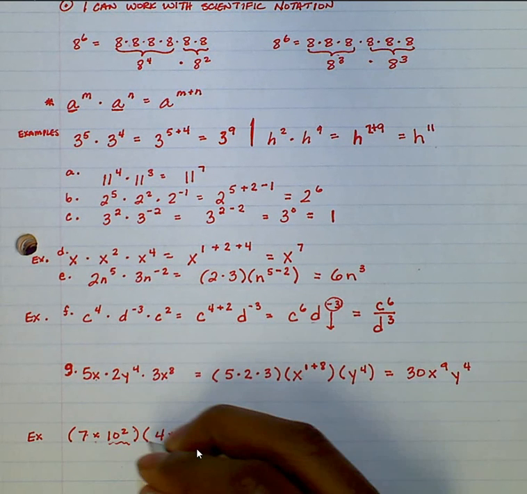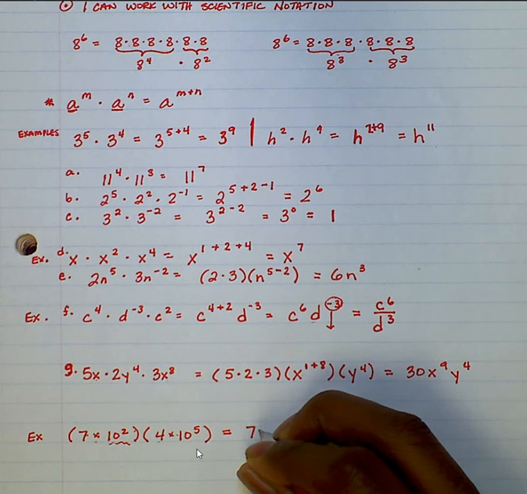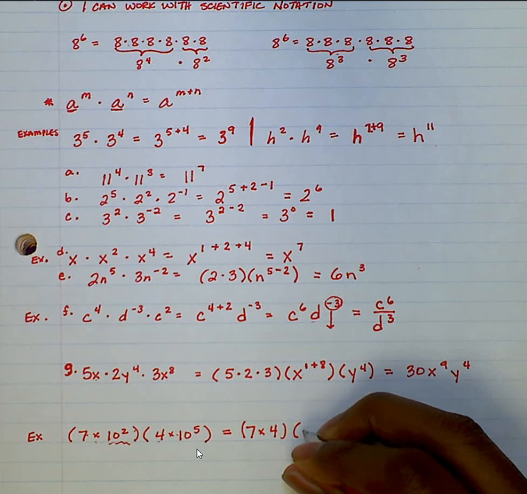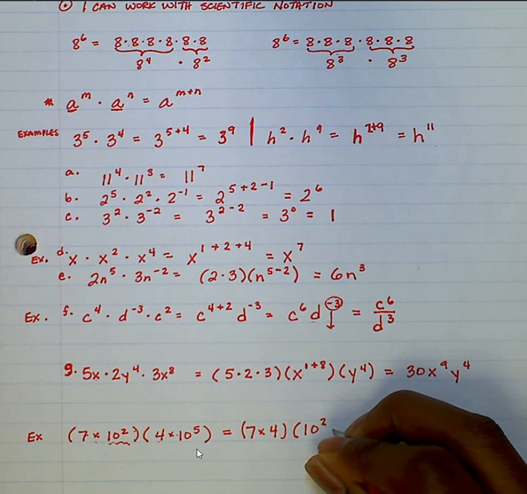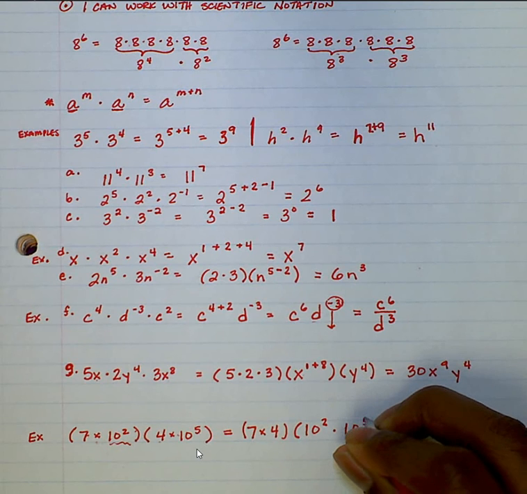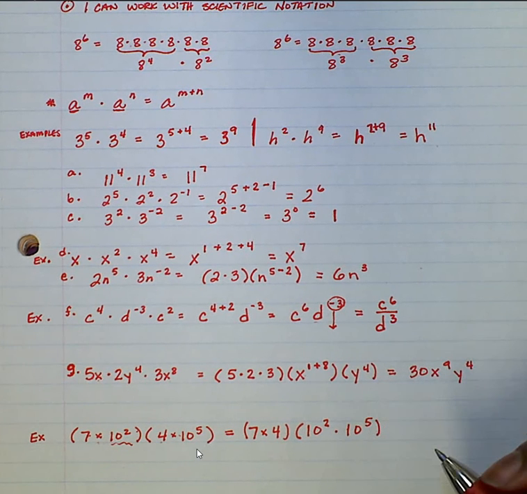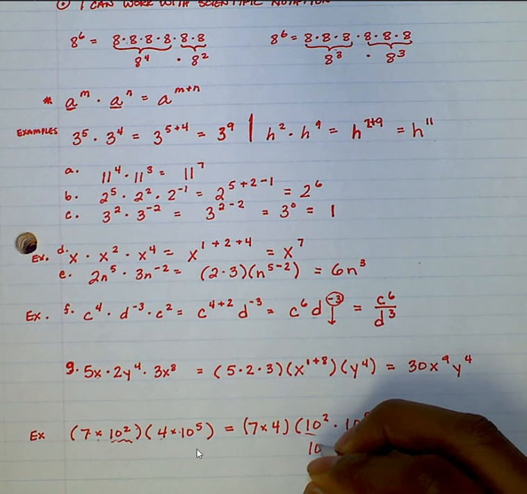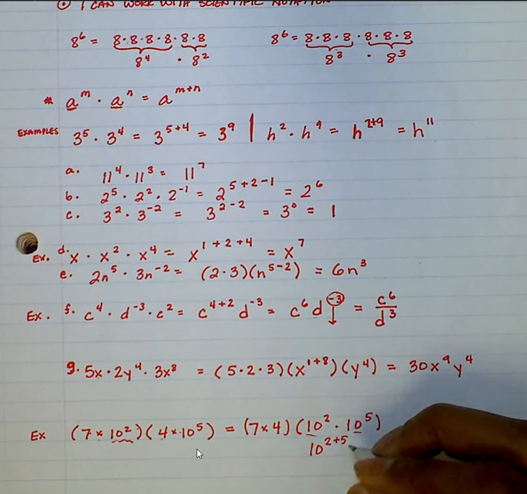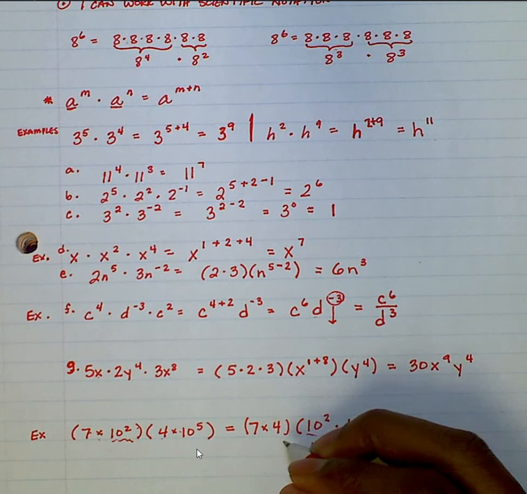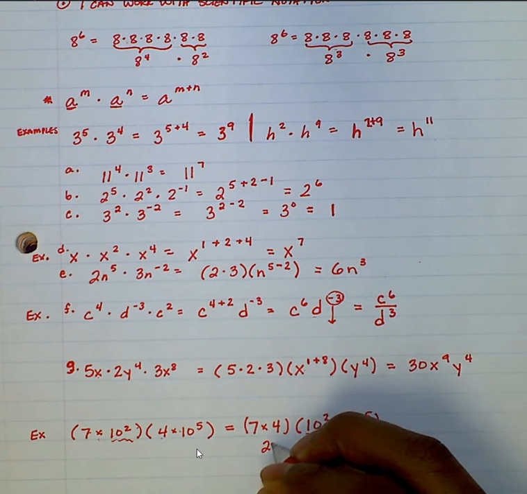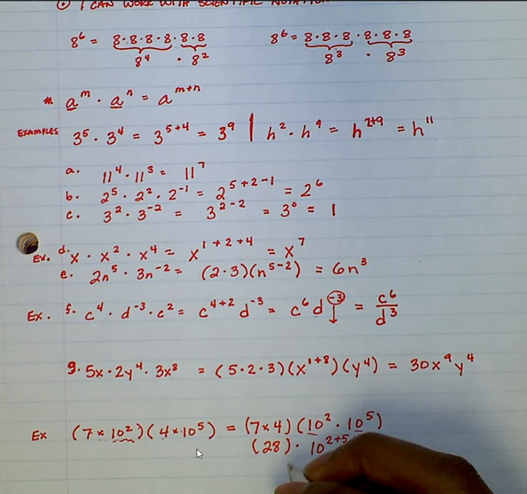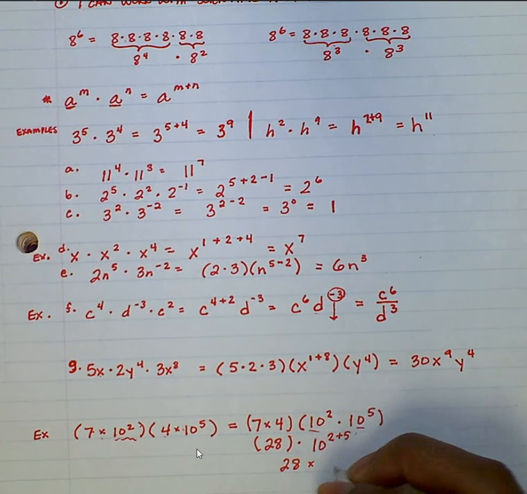Just multiplying 7 times 4. Group those together. 10 squared times 10 to the 5th. Group those together. And again, these have the same base, so I could actually just say 10 to the 2 plus 5. 7 times 4 is 28. So 28 times 10 to the 2 plus 5. I have 28 times 10 to the 7th.